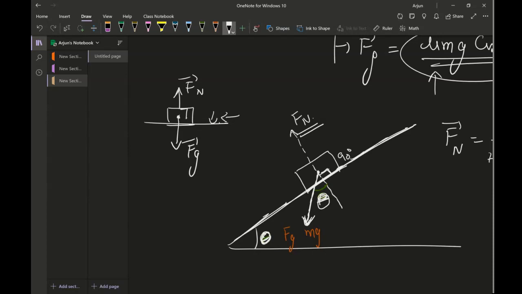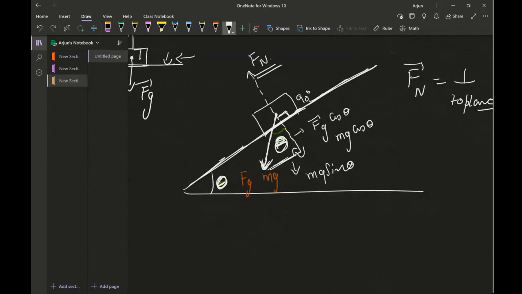So now, if I try and draw the right angle triangle here, this becomes Fg. So if this is angle theta, this will become Fg cos theta, which I can write as mg cos theta. And this one will become mg sine theta. Now I'm going to use the vector concepts. So this vector, and let me change the color.